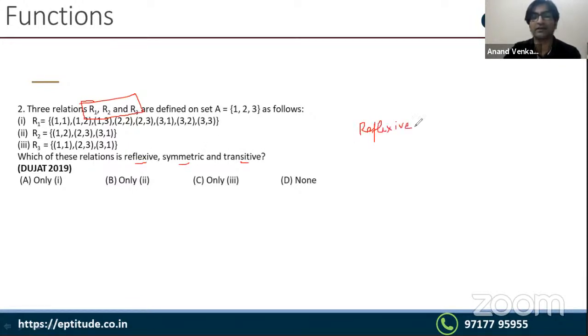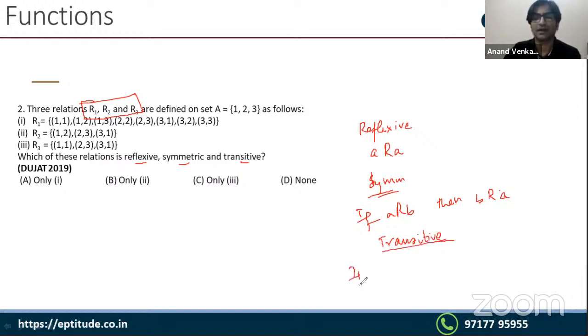Reflexive, what is it? When A is related to A, then it's called reflexive. What is symmetric? If A is related to B, then B must also be related to A. Right? That's symmetric. And what is transitive? It means if A is related to B and B is related to C, then a relationship is said to be transitive if A is also related to C. Right? So then that's called transitive.